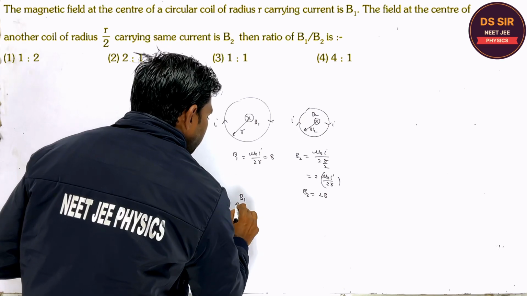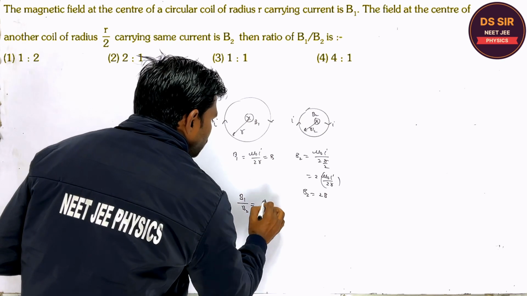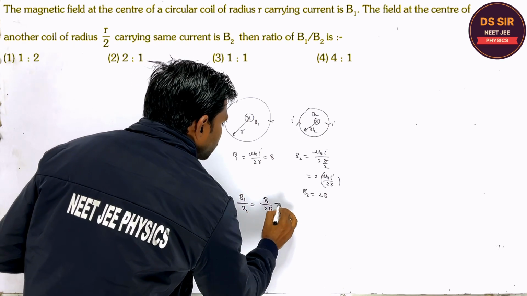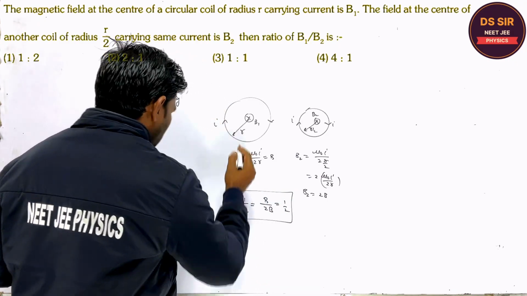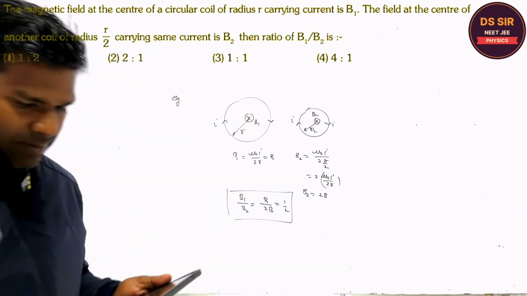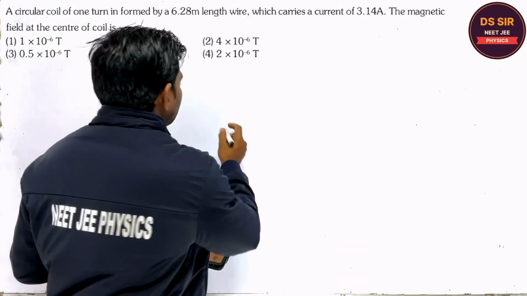What they are asking is B1 upon B2. So B upon 2B is equal to 1 by 2. So the first option is the correct option, right? Copy this. So read this question.